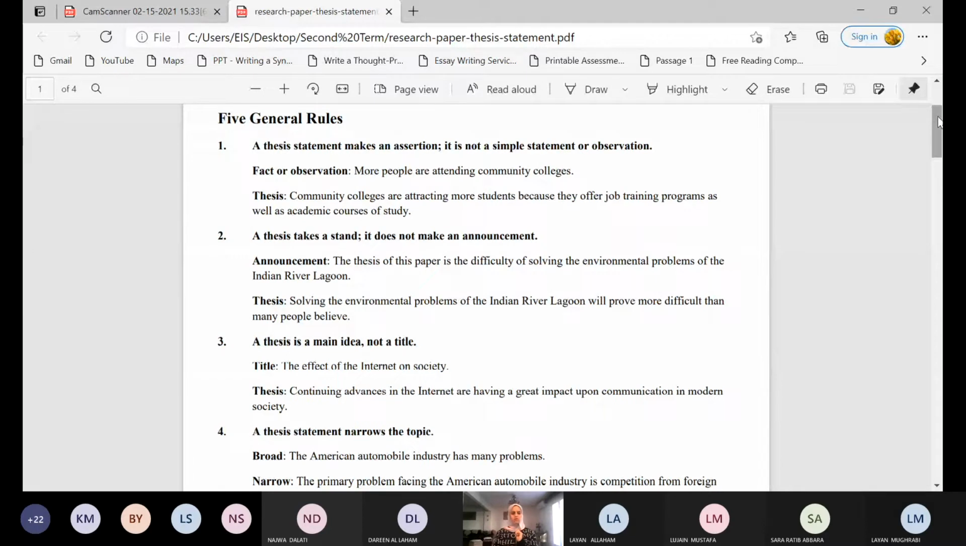Okay, number 3. A thesis is a main idea, not a title. Title: The effect of the internet on society. Thesis: Continuing advances in the internet are having a great impact upon communications in modern society. The effect of the internet on society is the title of the passage or the essay or the research paper, but not the thesis statement. Thank you, Najwa. Noor Bilal.